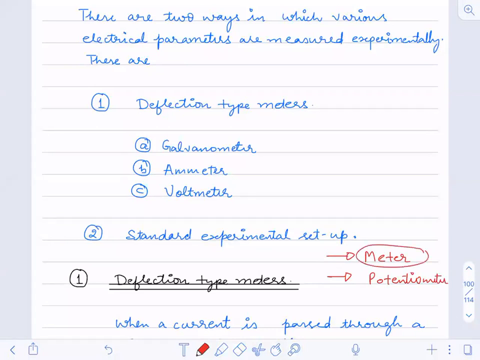The meter bridge is a device used to calculate unknown resistance, and the potentiometer is used to measure potential difference. So using a standard experimental setup, we calculate unknown resistance through the meter bridge and potential difference using the potentiometer. These we will study later on, but first we shall start with the deflection type of meter, of which there are three: galvanometer, ammeter and voltmeter.